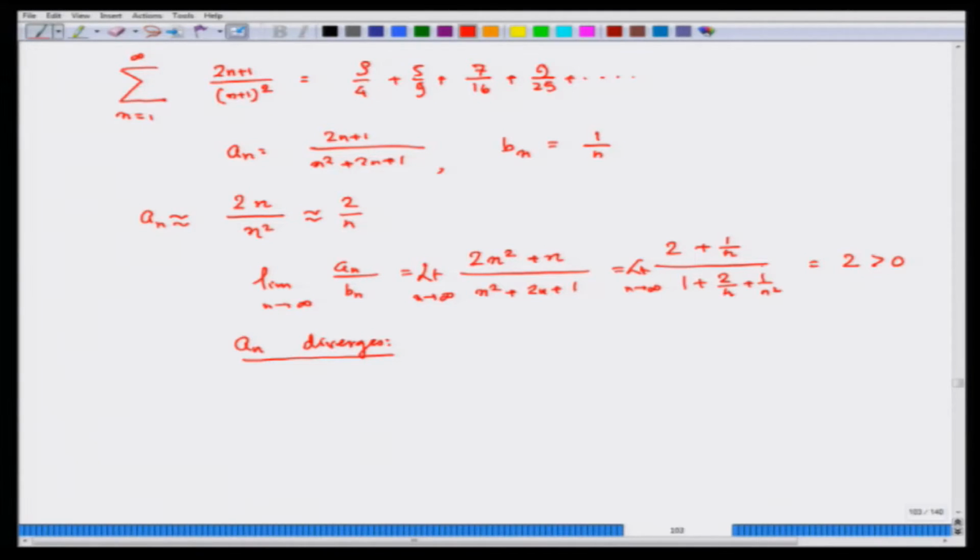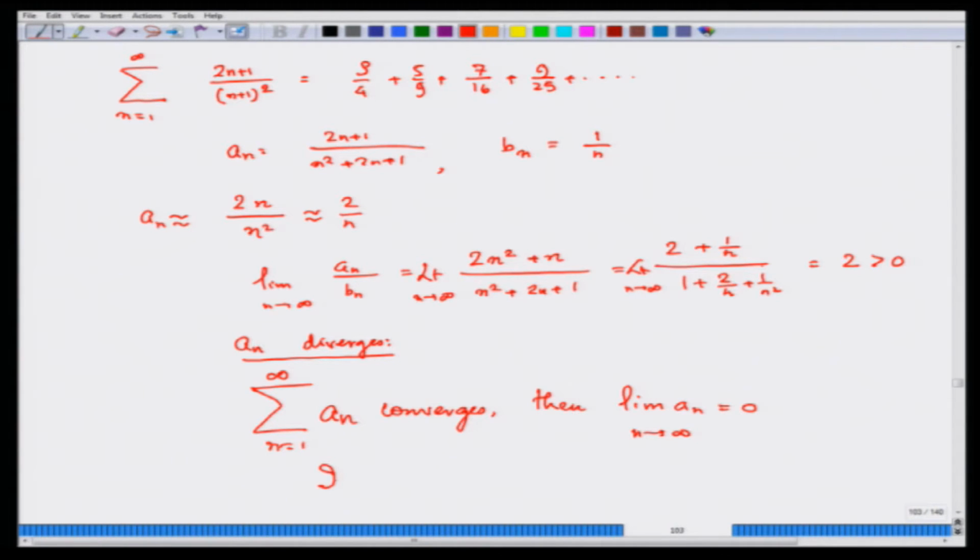I will just continue with what I had left off before I go to this story of ratio test. I just want to remind you that if this summation a_n converges, then limit of a_n as n goes to infinity is 0. This is a simple thing, you can figure it out yourself.